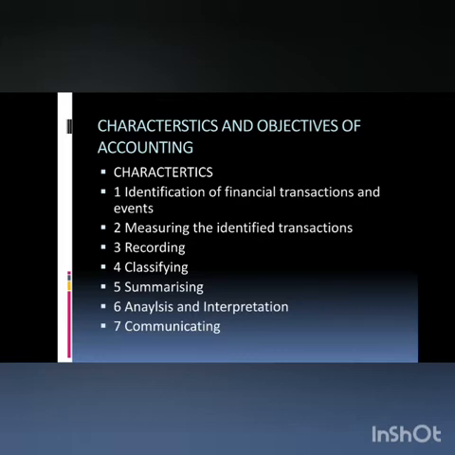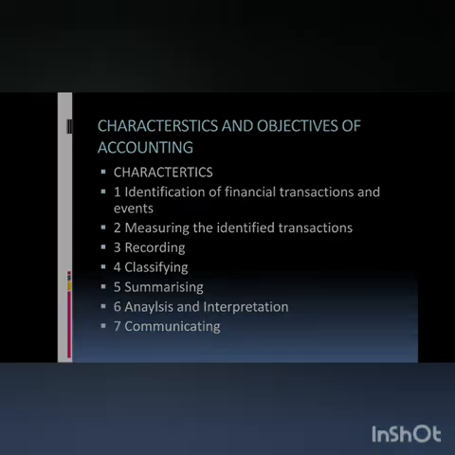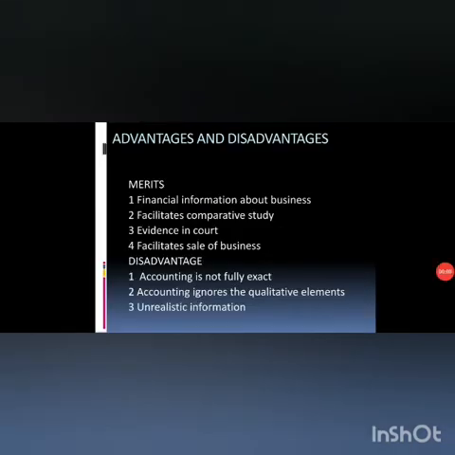Fifth, summarizing. Sixth, analyzation and interpretation. Seventh, communicate. Now we will see advantages and disadvantages of accounting. Merits: first, financial information about business. It tells us profit earned or loss incurred and also the financial position at the end of the accounting period.